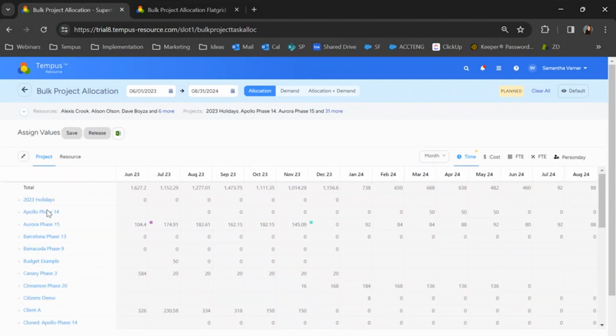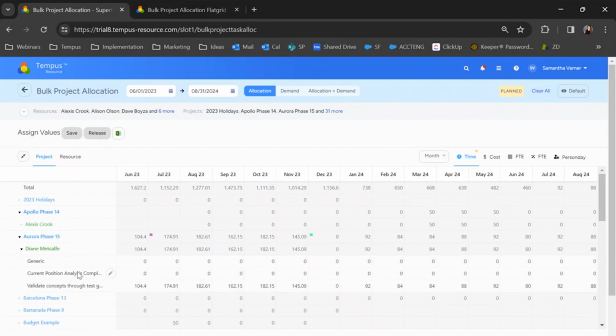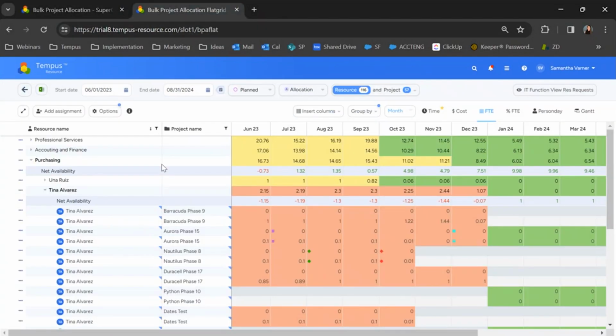At the same time, we can group by project and then dig into what resources are assigned, and what specific tasks they are assigned to, if anything. A lot of people loved the legacy version just because it provided these roll-ups. And the one thing I'm really excited about is in the Flatgrid here, you can do the exact same thing.